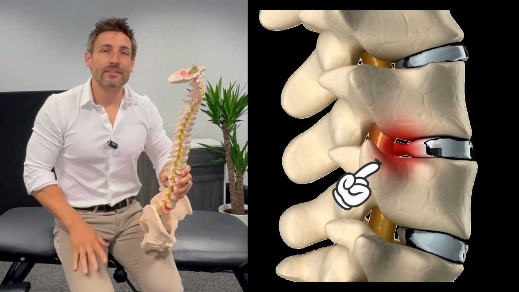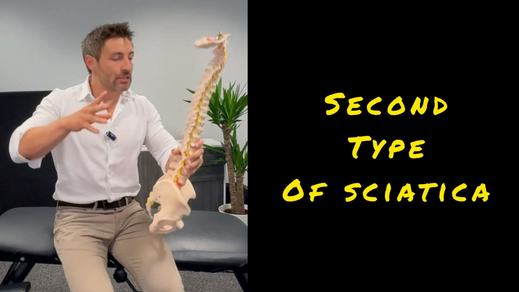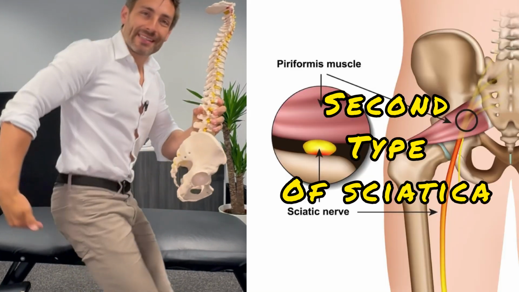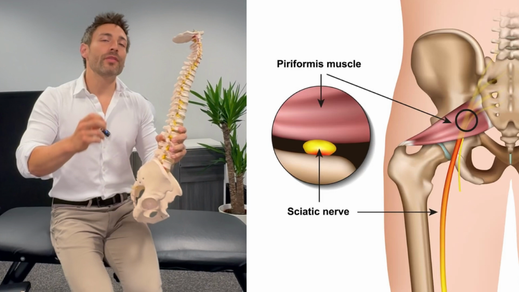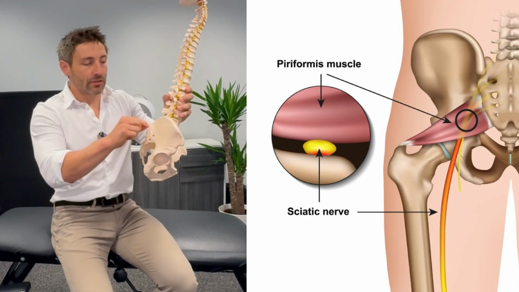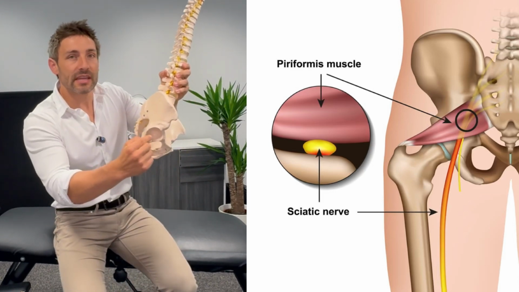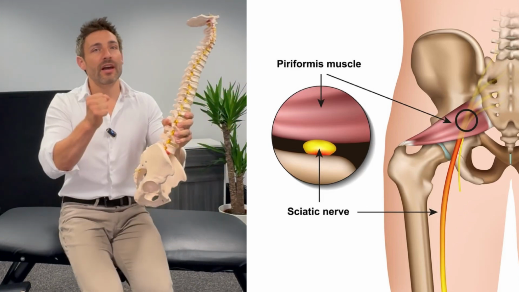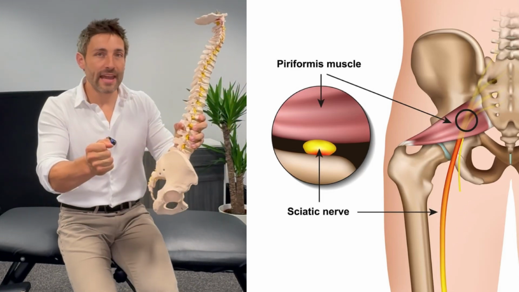The second type of sciatica, which you may well have, is not coming from the lower back, but it's actually coming from this area here. So deep in that buttock area, there's a muscle called the piriformis muscle, which crosses from the sacrum here across the tip of your pelvis. And that muscle deep in there has the potential to tighten up and put pressure on the sciatic nerve and cause sciatica.